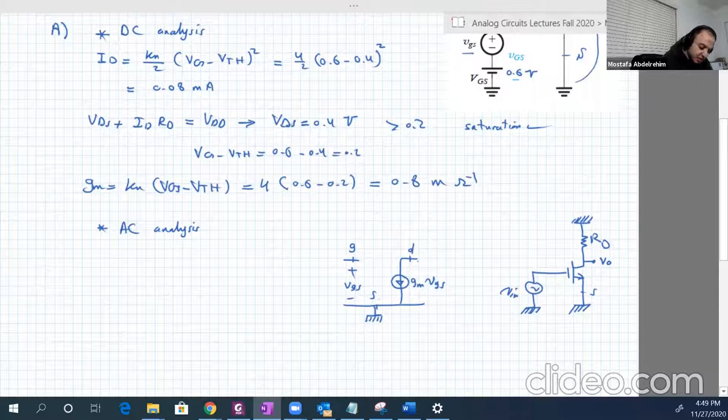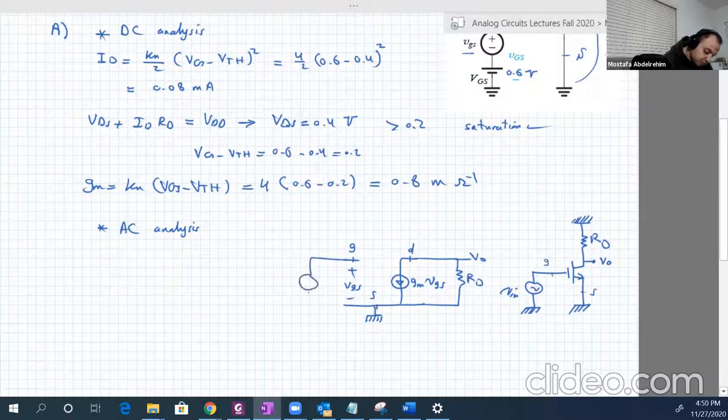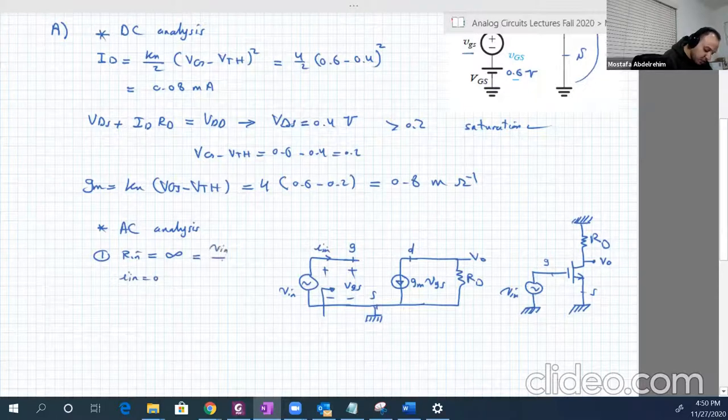And between the drain and the ground there is RD, and the voltage V output is between the drain and the ground. Between the gate and the ground there is V input. So basically, number one, our input resistance, because it's really easy, is just infinity. This is our input resistance, equal to V input over I input. I input is equal to zero. Without consuming much time, anything divided by zero is infinity.